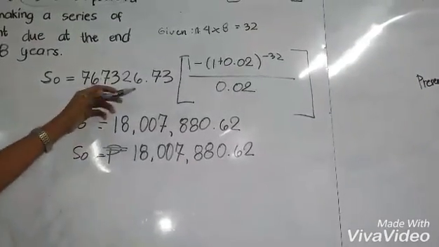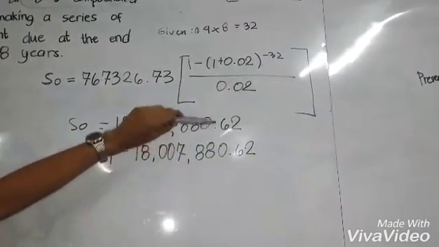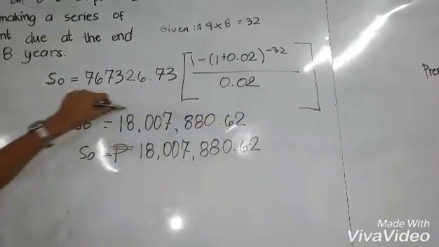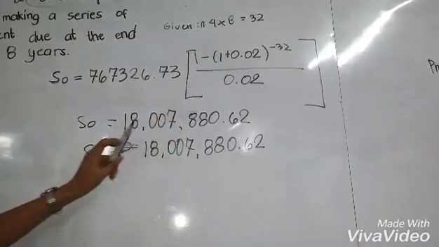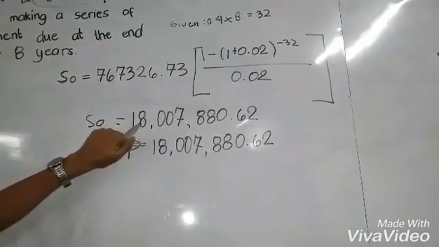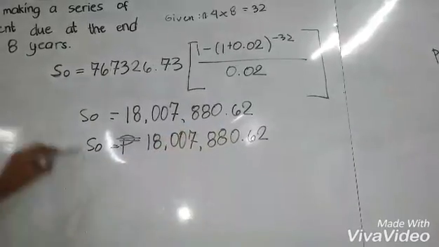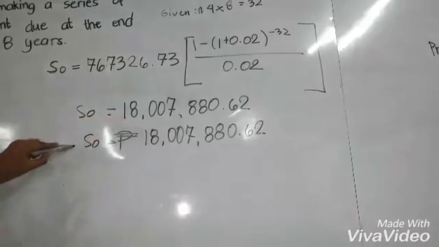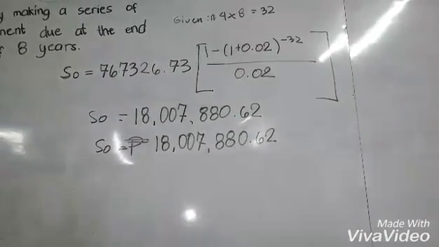Now if you have calculators, you may use this one. You can solve this in your calculator and check if this is the right answer. Is this right? Yes, it is 18,780.62. So here is the result of converting from an ordinary general annuity into a simple ordinary annuity.